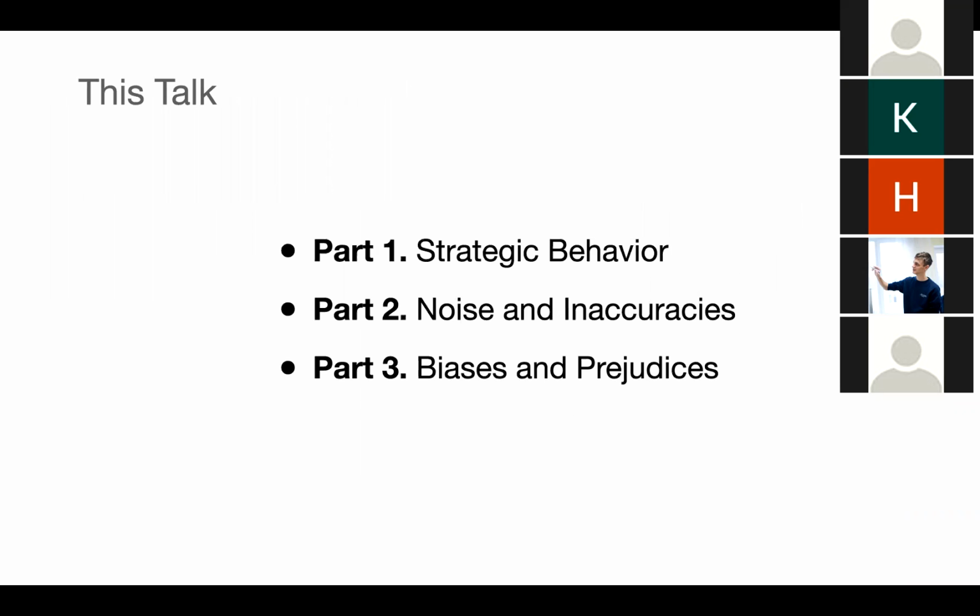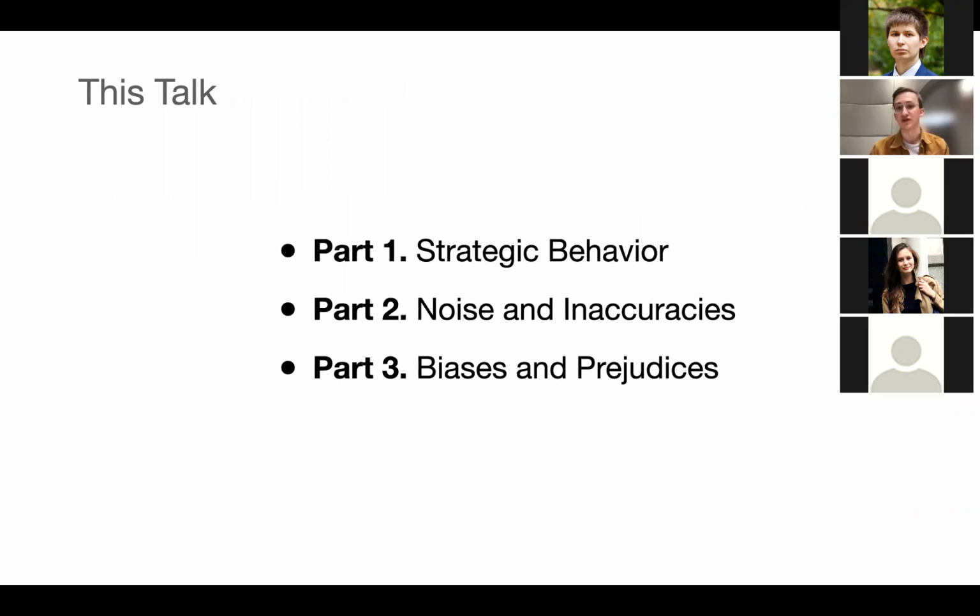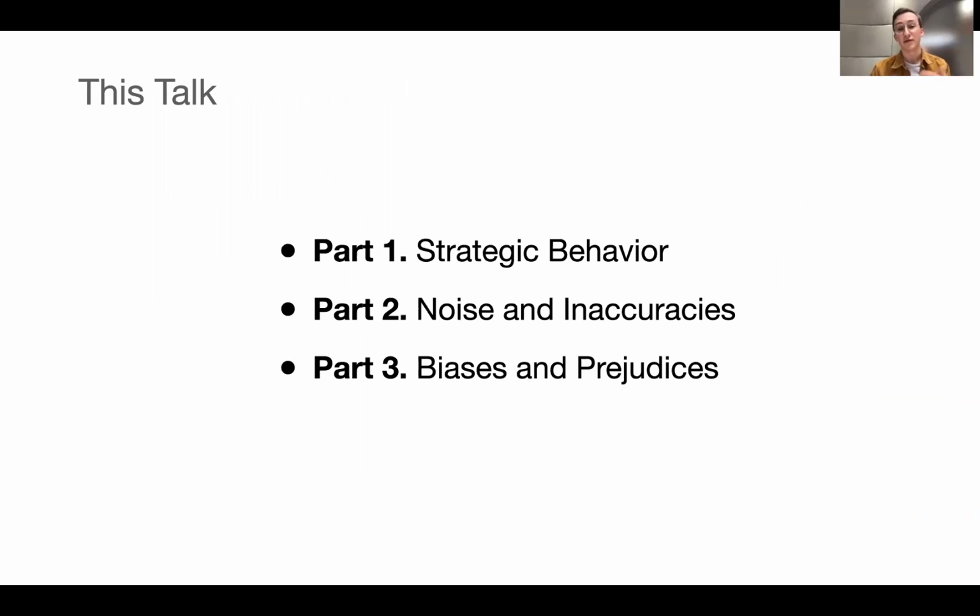Okay, so in this talk, I'll give 3 examples. So we will go through 3 cases. First, we will start from strategic behavior of agents. Then we'll continue to noise, and we'll conclude with a small remark on biases.